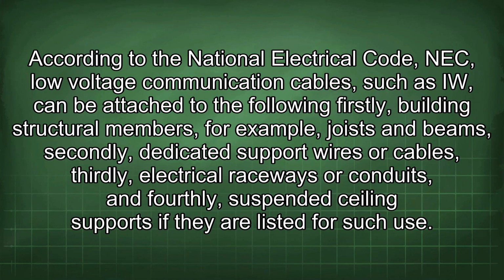According to the National Electrical Code, NEC, low-voltage communication cables such as IW can be attached to the following. Firstly, building structural members, for example, joists and beams. Secondly, dedicated support wires or cables. Thirdly, electrical raceways or conduits. And fourthly, suspended ceiling supports if they are listed for such use.